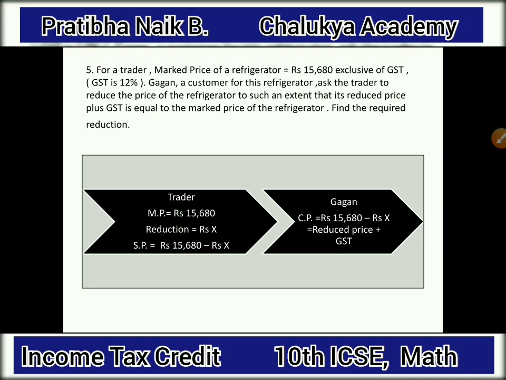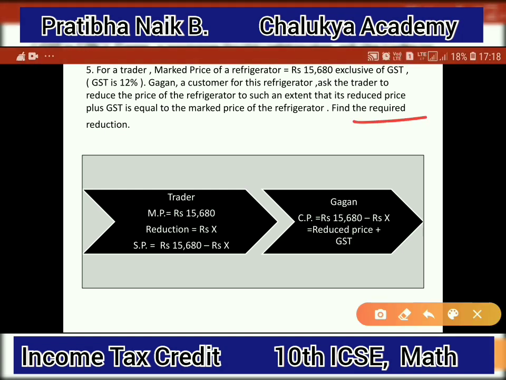Now the next numerical is: for a trader, the marked price of a refrigerator is rupees 15,680 exclusive of GST. That means GST is not included here. What is the GST here? 12%. Gagan, a customer for this refrigerator, asked the trader to reduce the price of the refrigerator to such an extent that its reduced price plus GST is equal to the marked price of the refrigerator. Find the required reduction. So we have to find out the required reduction.